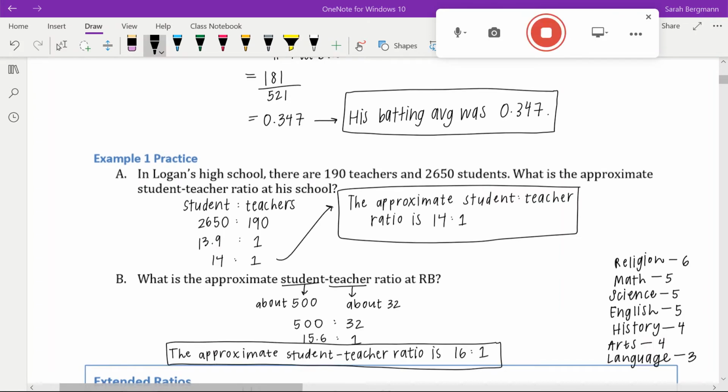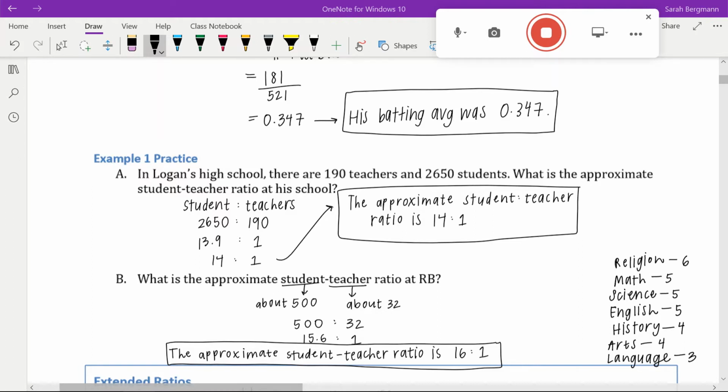Alright, you can check your answers. For part A, it says that the approximate student-teacher ratio is about 14 to 1. I reduced 2,650 over 190. I divided it in my calculator and I got 13.947, and I just rounded that up to 14. I obviously can't have 13.9 students, and it's an approximation. What this means is that approximately for every one teacher there are 14 students on average.